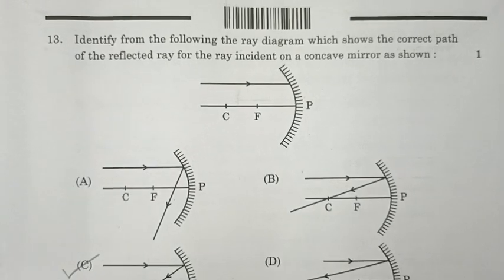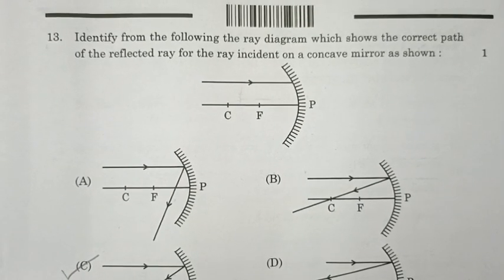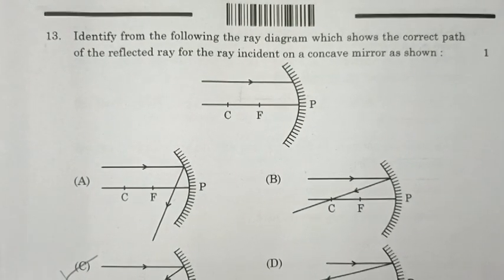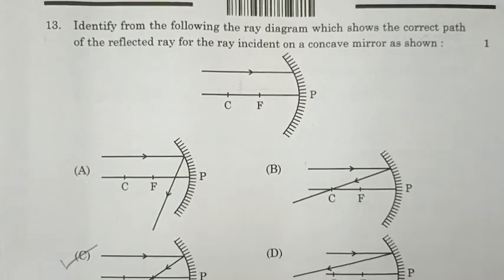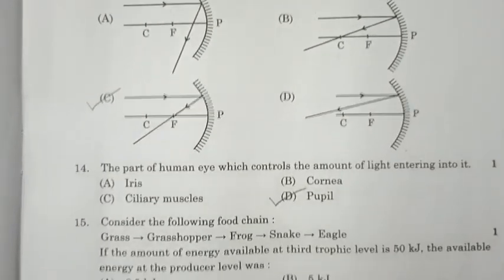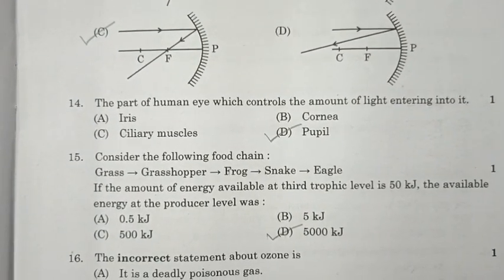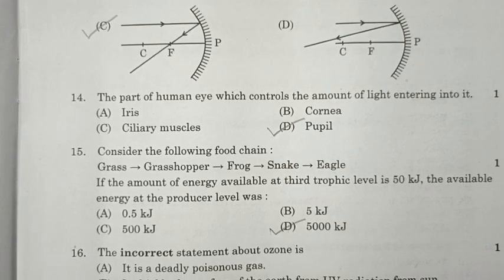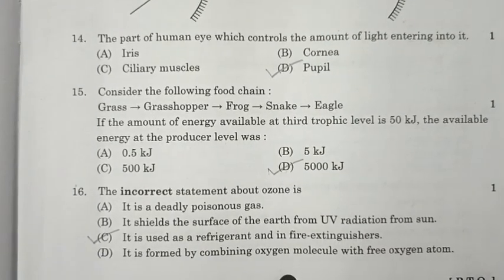Question number 13. Whenever a light ray falls on a spherical surface parallel to the principal axis, it goes through the focus. So option number C is correct. Question number 14. The part of the human eye which controls the amount of light entering into it is option number D, pupil. Question number 15.